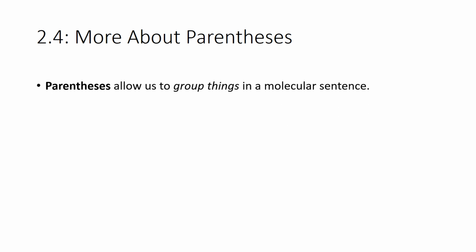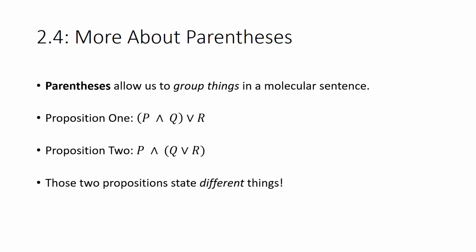Remember that parentheses allow us to group things in a molecular sentence. For example, proposition 1 and 2 state different things precisely because they have different groupings. Proposition 1 has the or connective outside the parentheses, thereby making it the dominant or strongest connective. And by making it the dominant connective, overall, proposition 1 is a disjunction. Whereas in proposition 2, the and connective is outside the parentheses, thereby making it dominant, and so proposition 2 as a whole is a conjunction.